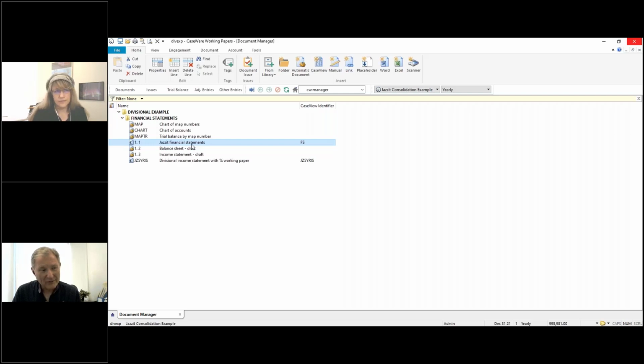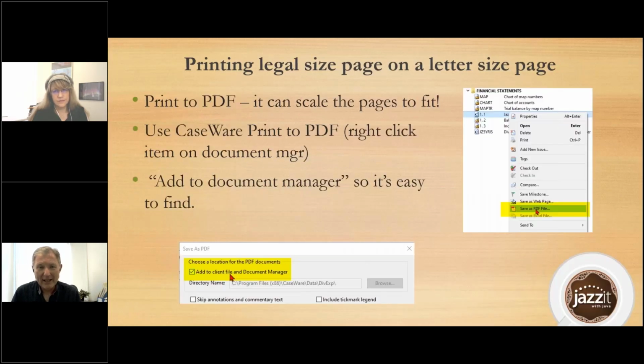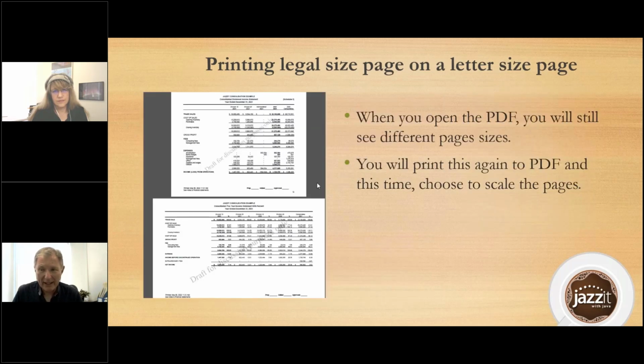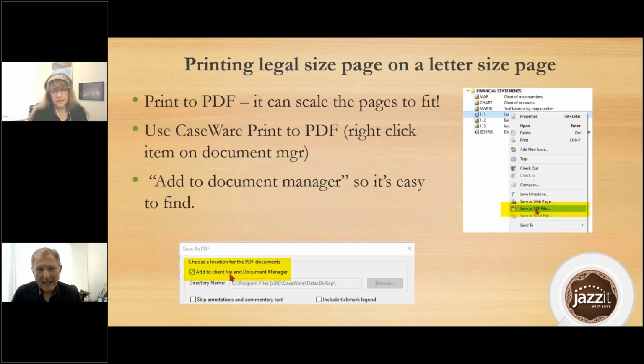So what we're going to do is first print this to PDF, okay? So in our slides, what it's showing here is that we want to print this to PDF, and then we're going to be able to scale the pages from the PDF, okay? So the first thing we're going to do is add a PDF to the document manager really quickly. So the way we do that is, and I'm getting ahead of myself here, is we can use the Caseware print to PDF and select that we want to add this to the document manager.